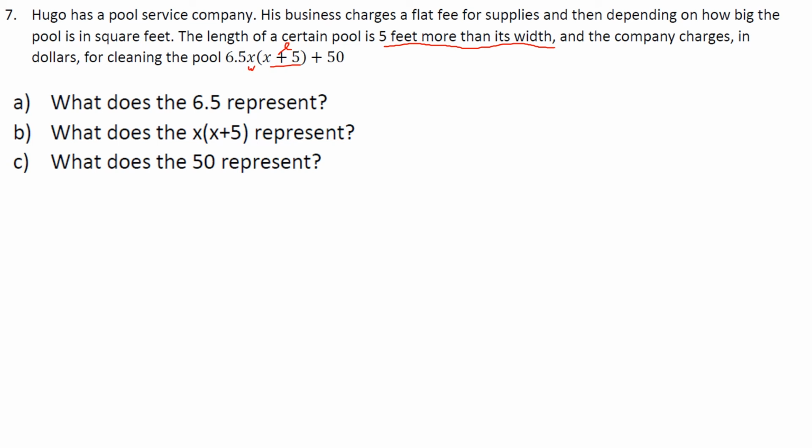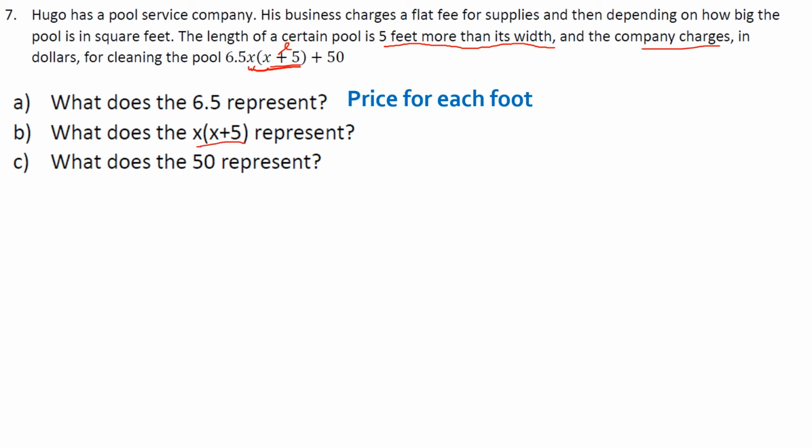So part A, it says, what does the 6.5 represent? So we're multiplying 6.5 times. We could say this is the area of the pool because that's the length times the width, or width times the length. So that 6.5 represents the price of each foot because we're looking at how much the company would charge. What does x times x plus 5 represent?